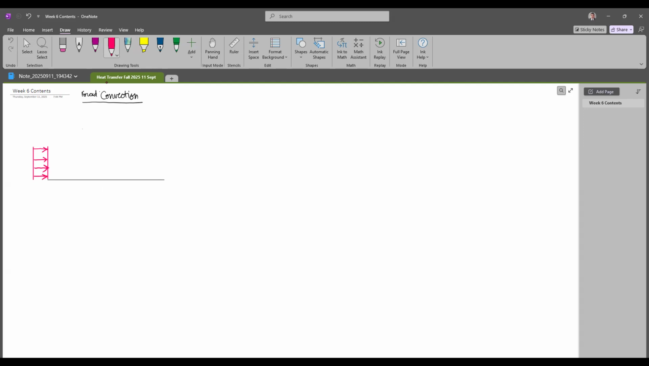So it has a velocity, you can say u infinity, initially just before hitting the plate. And let's say this is a heated plate, okay? It has a temperature of Ts. This edge is called the trailing edge. And this one is called the leading edge.